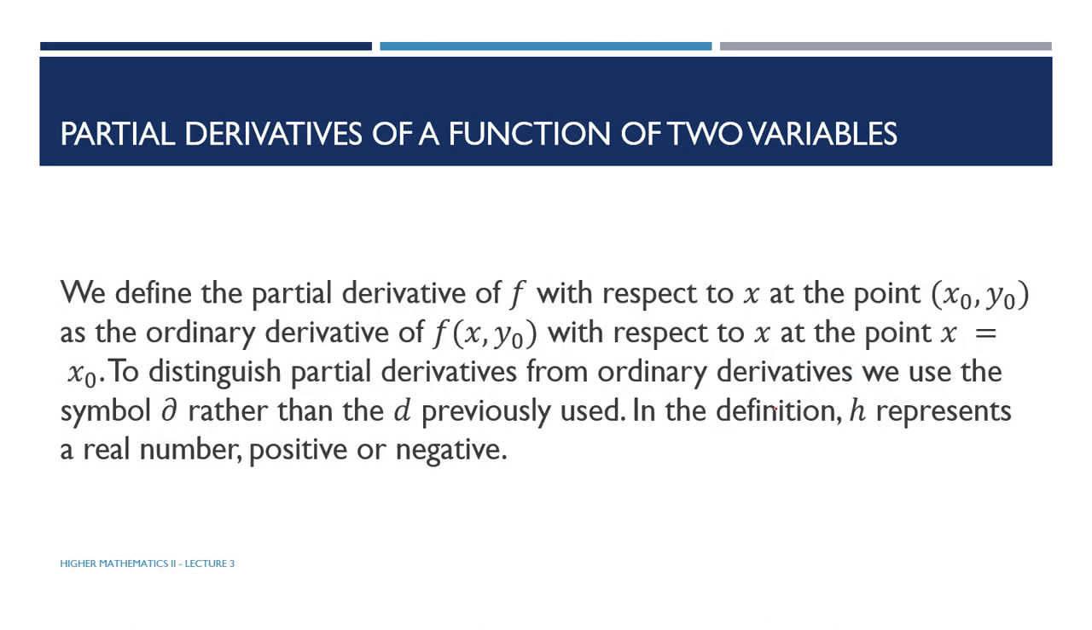We define the partial derivative of f with respect to x at the point x0, y0 as the ordinary derivative of f of x, y0 with respect to x at the point x equals x0. To distinguish partial derivatives from ordinary derivatives, we use this kind of symbol, ∂, rather than the d previously used. In the definition, h represents a real number, positive or negative.